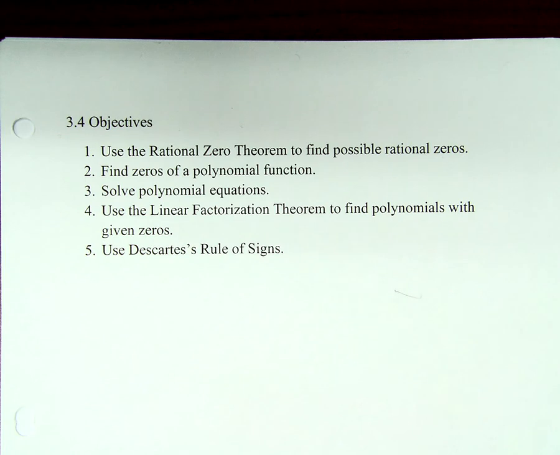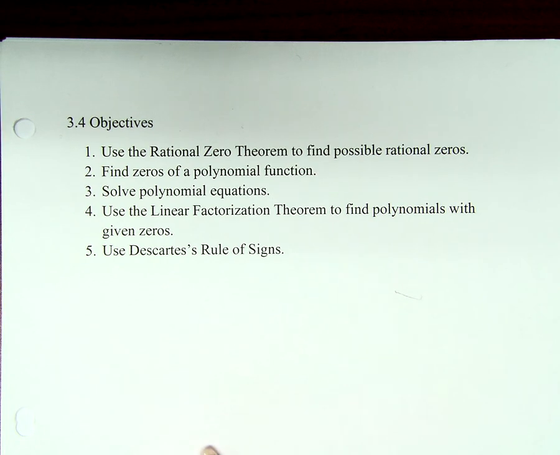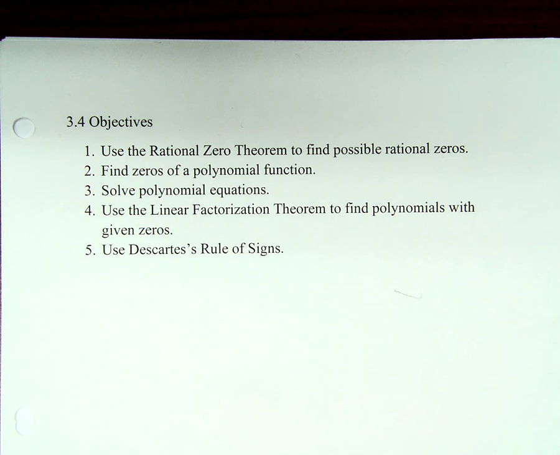Here are our objectives for 3.4. We're going to use the rational zero theorem to find possible rational zeros. We're going to find zeros of a polynomial function. We're going to solve polynomial equations. We're going to use the linear factorization theorem to find polynomials with given zeros, and we've got to be able to use Descartes' rule of signs.